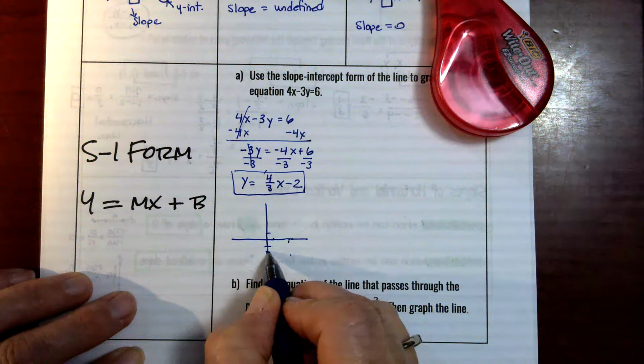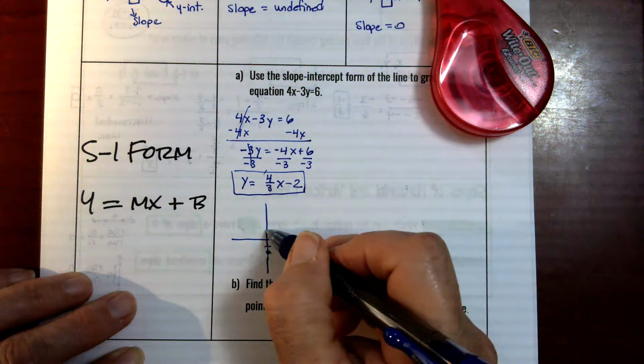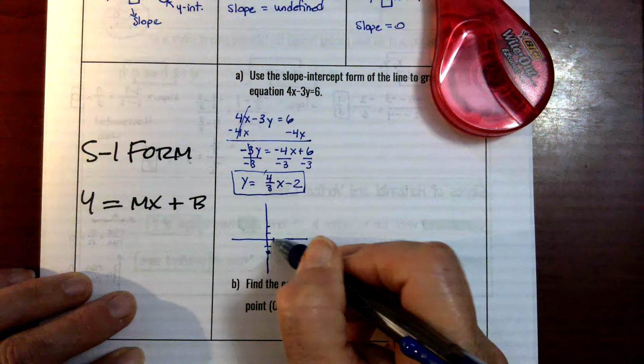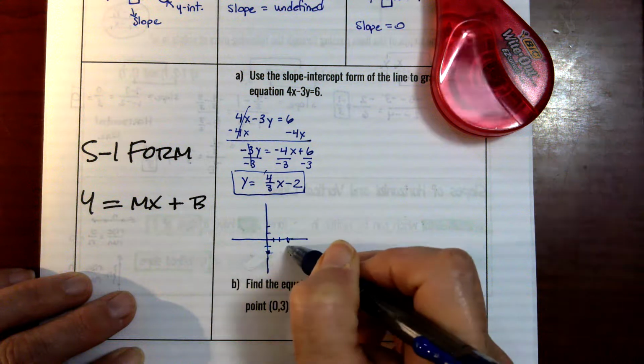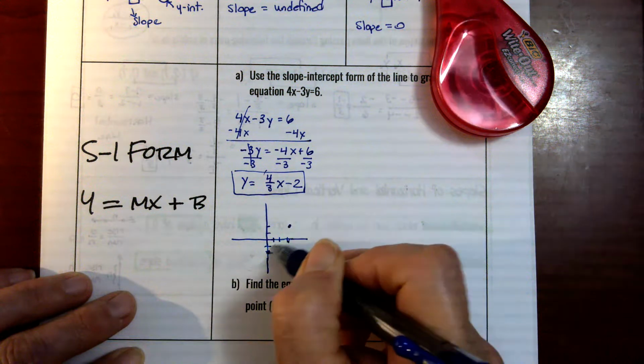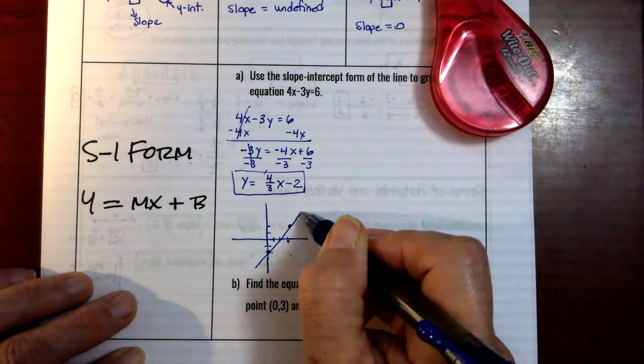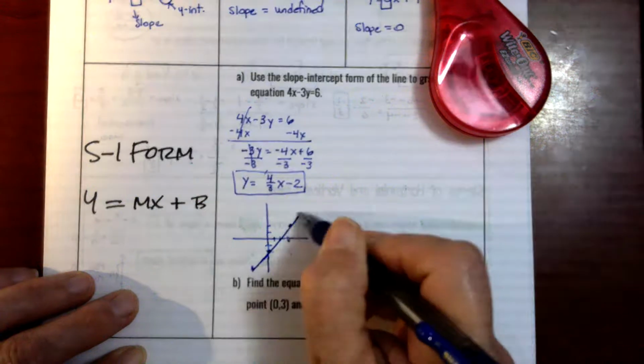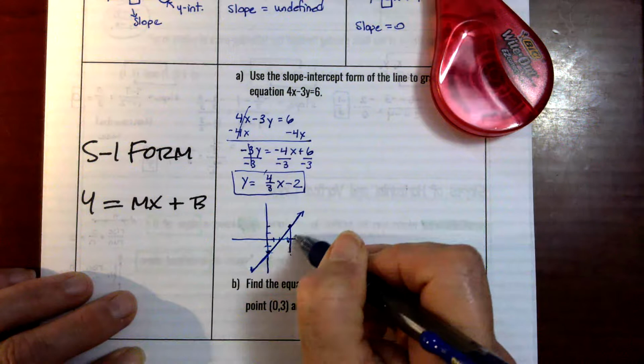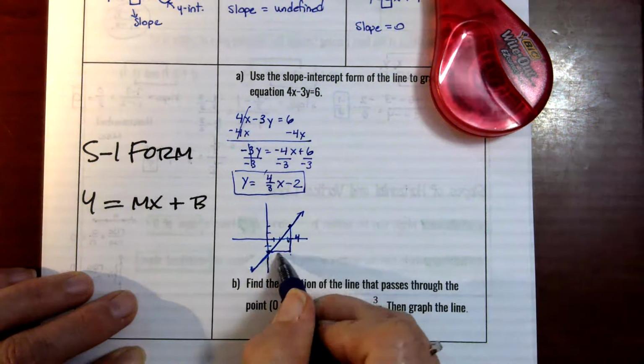So negative 2, it's a rise over run, so I need to go up 4, so I need to go over 3, up 4. And so it's a little steeper than what it was. Okay, but 4 is the rise, 3 is the run.